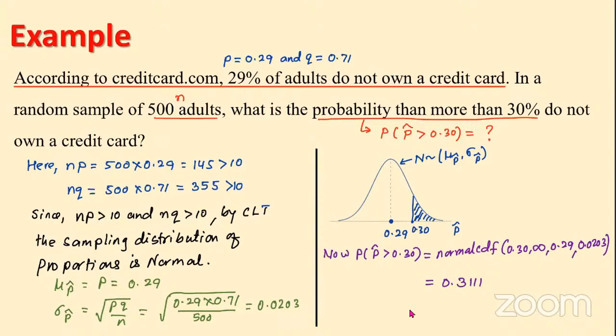If we type this in our calculator, we should get 0.3111. So the probability that more than 30% do not own a credit card is 0.3111. So it's like 31.11% of the adults do not own a credit card, if you want to calculate that percentage.